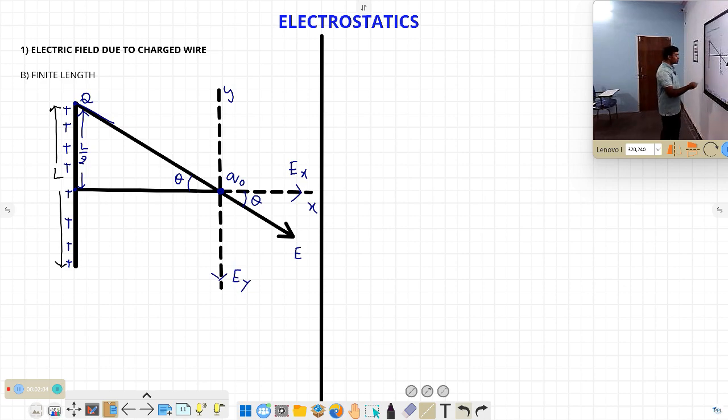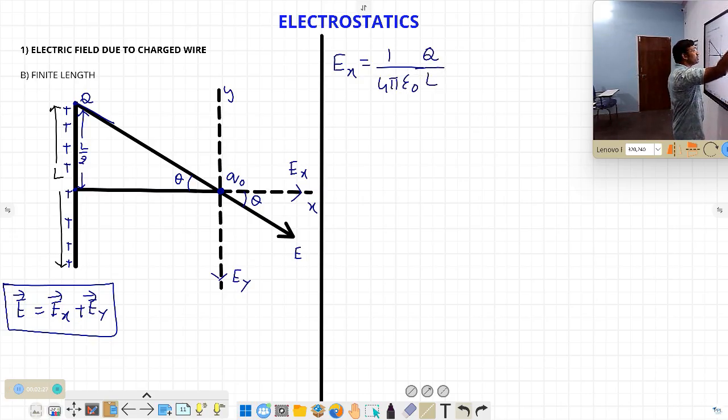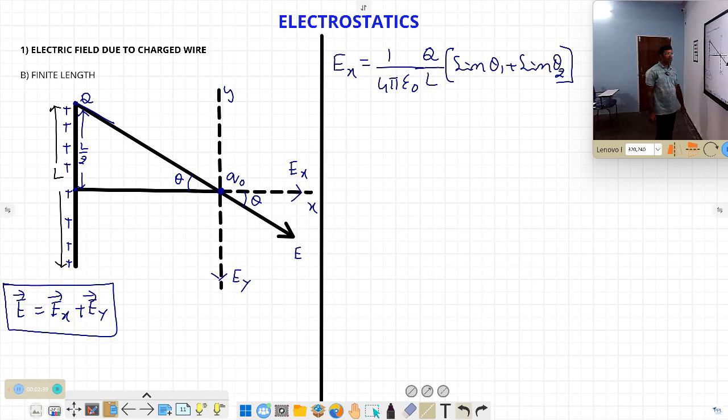Same as previous, the total electric field at that point is the combination of the electric field along the x-axis plus the y-axis. To find the electric field along the x-axis, we already did it in the previous class. What is the formula? E x equals 1 by 4 pi epsilon naught, Q by L, into the bracket sine theta 1 plus sine theta 2. What are theta 1 and theta 2? Theta 1 is the angle made by the elementary portion above the line of bisector, and theta 2 is the angle made by the elementary portion below the line of bisector.